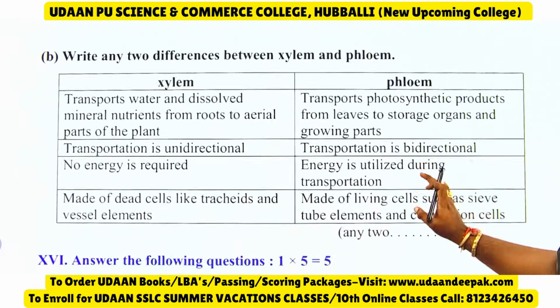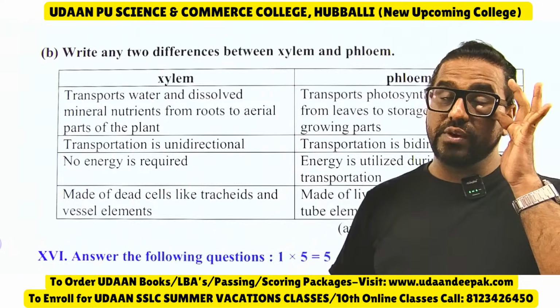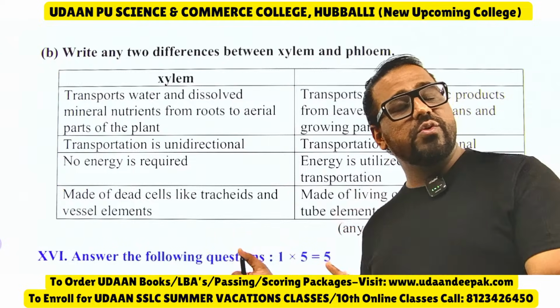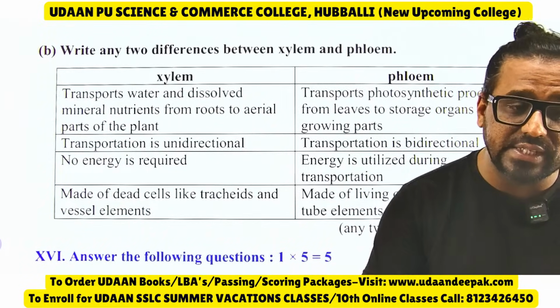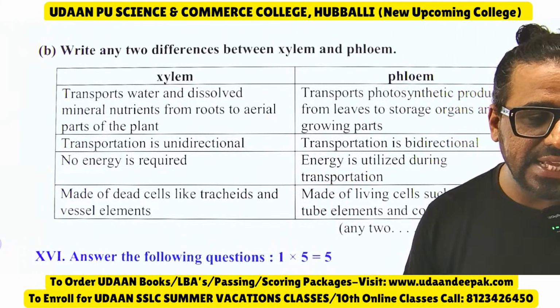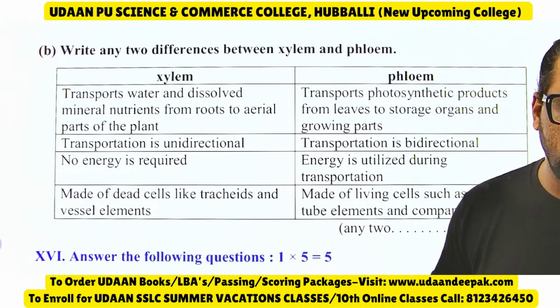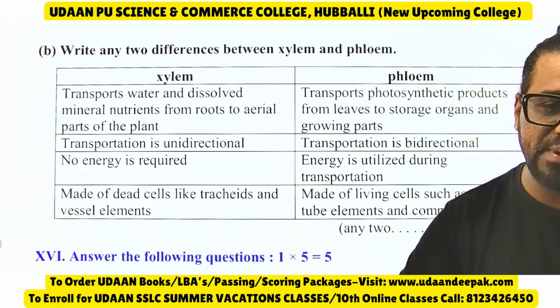Then write any 2 differences between xylem and phloem. Here there are 4 differences you can answer. You know that xylem is a water conducting tissue, whereas phloem is a what? Food conducting tissue. Srinidhi has given the trick ACR: absorption, conversion and reduction. Excellent. Like this you can remember the trick.